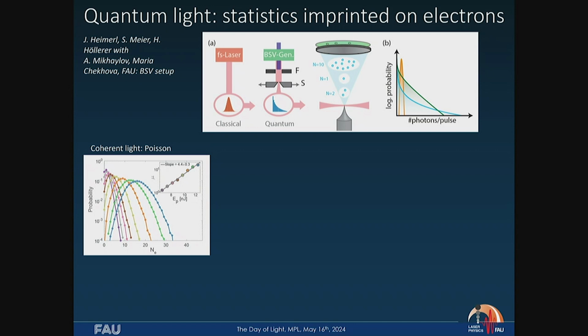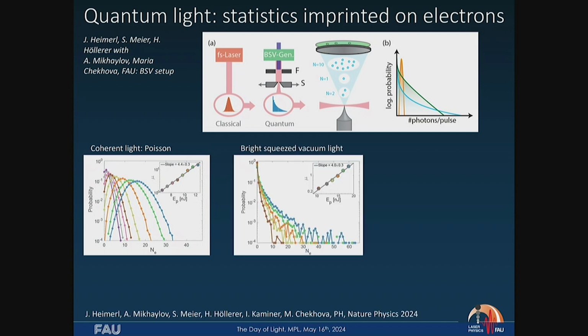This is what we measure when we look at the electrons and just shoot our femtosecond laser pulses at our tips. This is the number of electrons we detect as a function of laser pulse energy. We see a nice Poissonian distribution. This is the data points, and the lines are Poissonian distributions, no fits, but Poissonian distribution for this mean number of electrons fits perfectly. This is what happens when we shoot Maria Chekhova's bright squeezed vacuum at the tips.